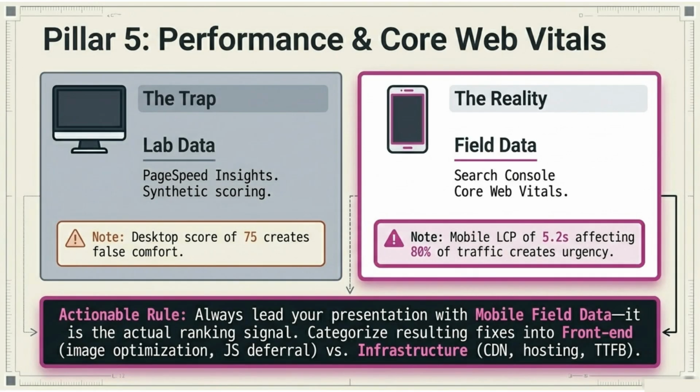Pillar 5 covers performance and core web vitals. The trap is relying on synthetic lab data. The reality is that field data, like mobile core web vitals, is the actual ranking signal. Always lead with mobile field data and categorize fixes into front-end versus infrastructure.